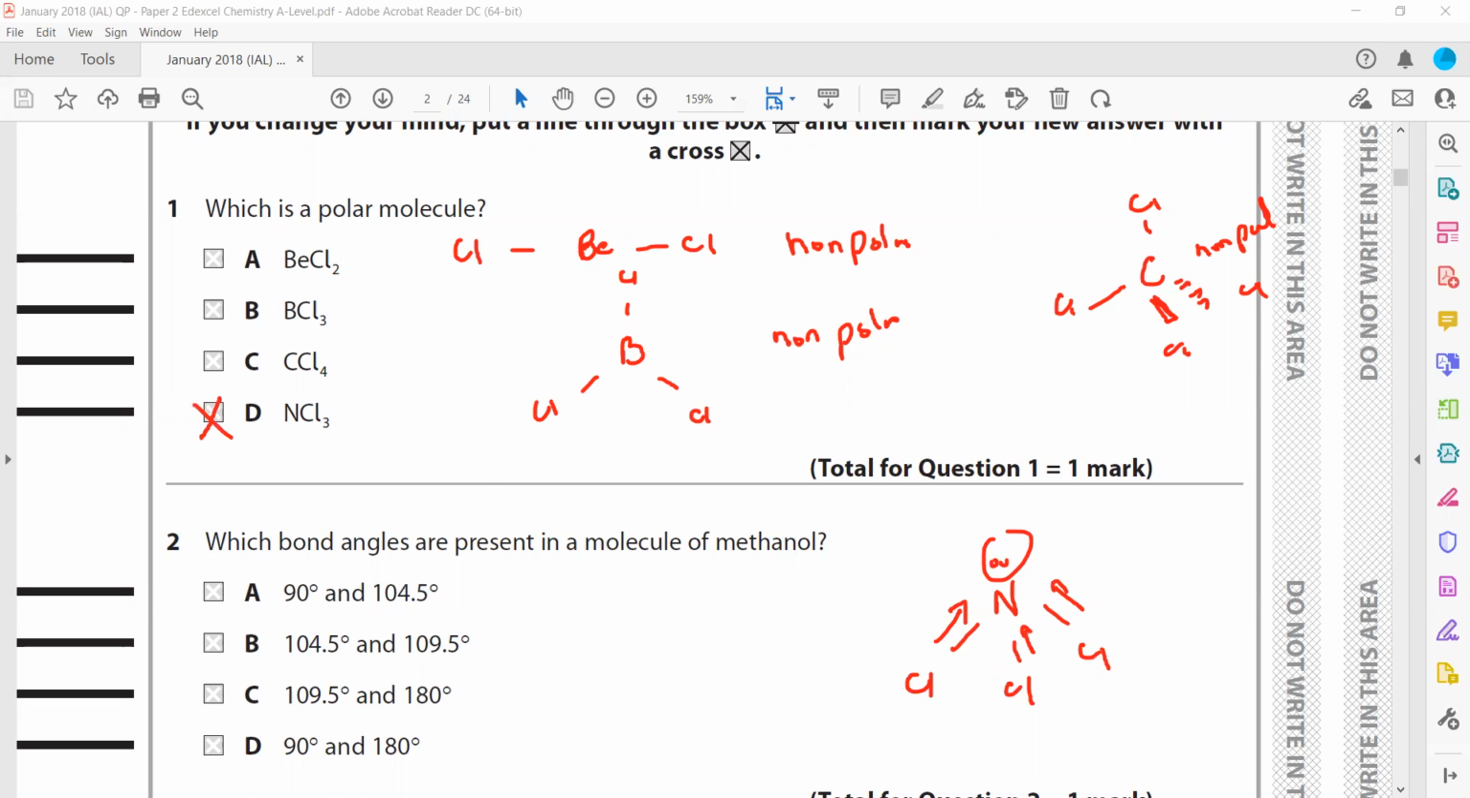So for a molecule to be polar or non-polar, it depends on the symmetry. If it is a symmetrical molecule, it will be non-polar. If it is not symmetrical, then it will be a polar molecule.